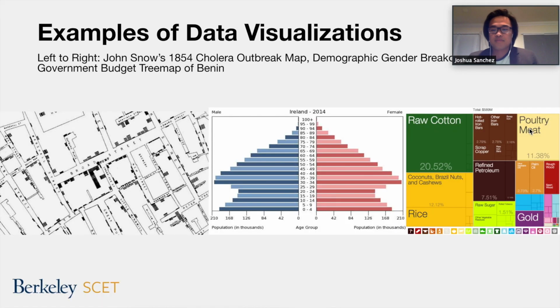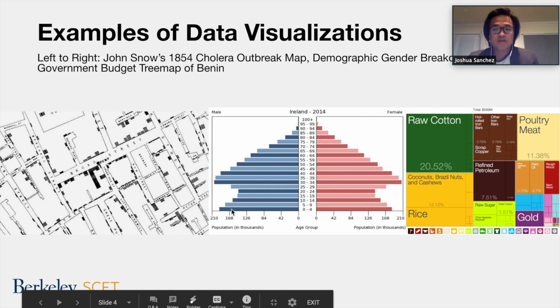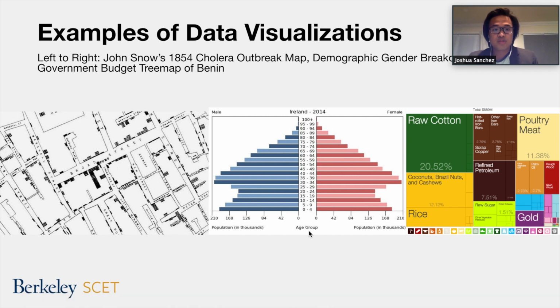So to your left, it's a map of the cholera outbreak. So you see the black areas here are areas of cholera. Over here is a demographic gender breakdown of Ireland. You can see that it's a bar graph. Here's the male and here's the female graph over here. You can see by the axes the information there as well.